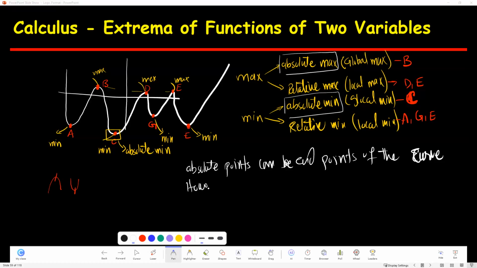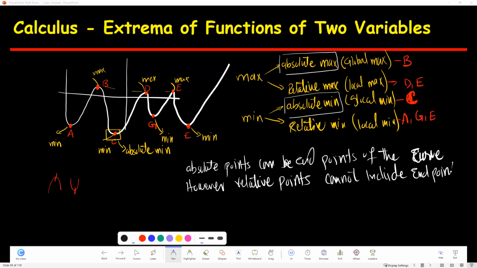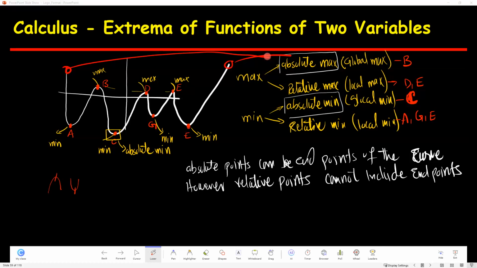However, relative points cannot include endpoints of the curve. So when I'm talking about endpoints, the endpoints are this one point and this point. I should include them when I talk about the absolute, because they should be part of the absolute. And a minimum point, a relative point, could not include those points.